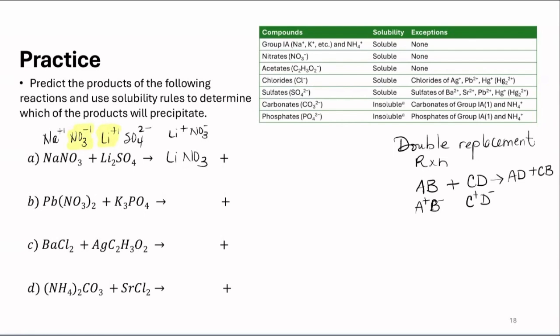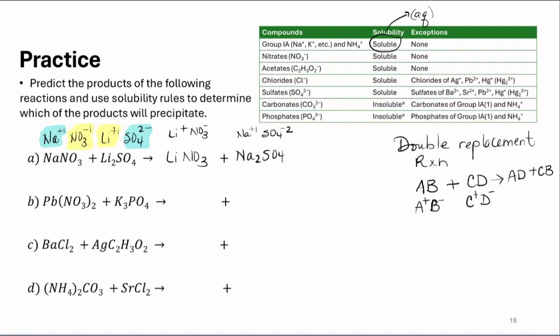The other compound that forms is going to be the one that comes from sodium and sulfate, Na plus 1, SO4 minus 2. So the chemical formula is Na2SO4.